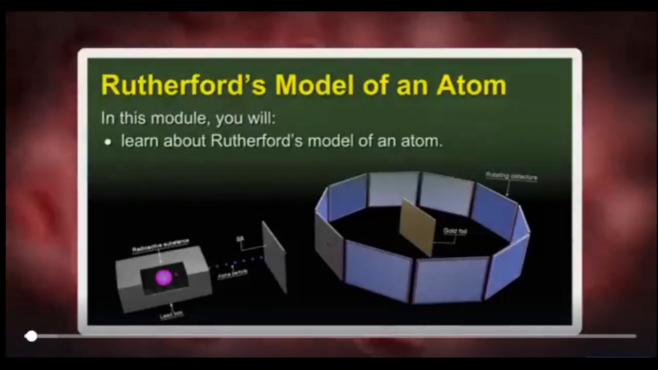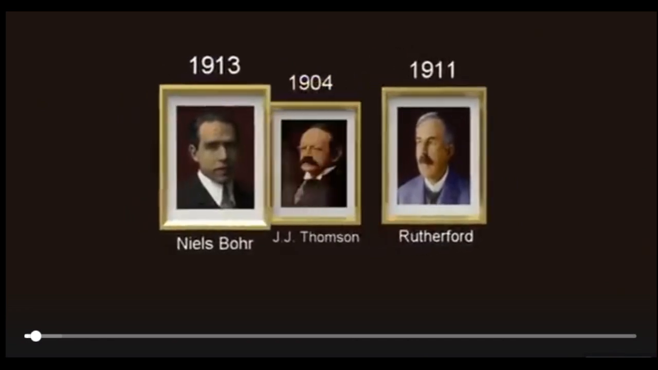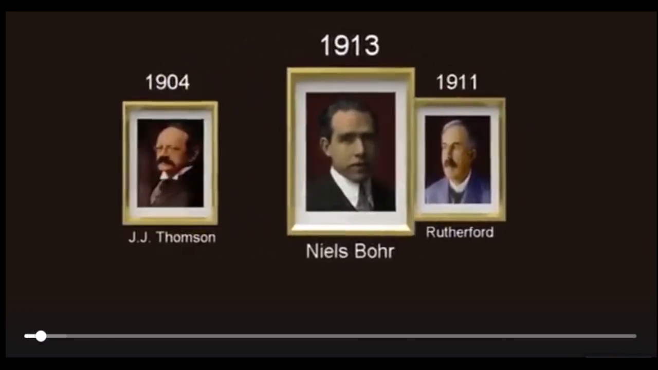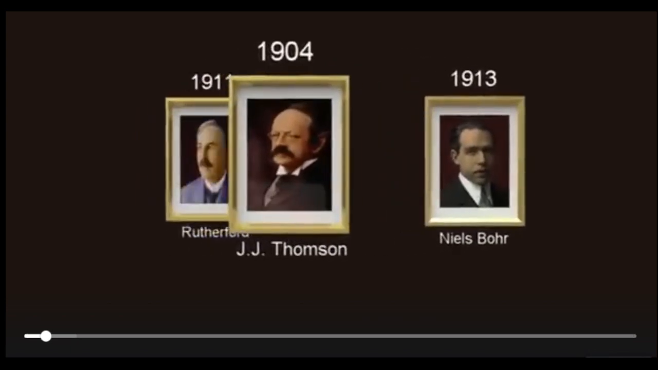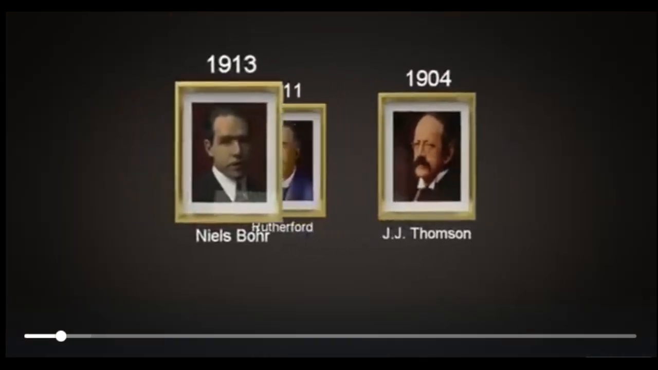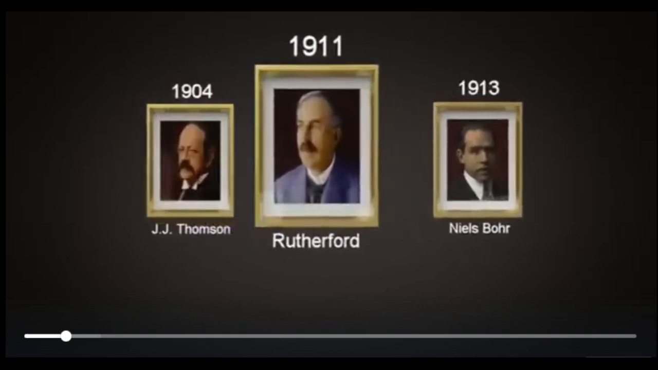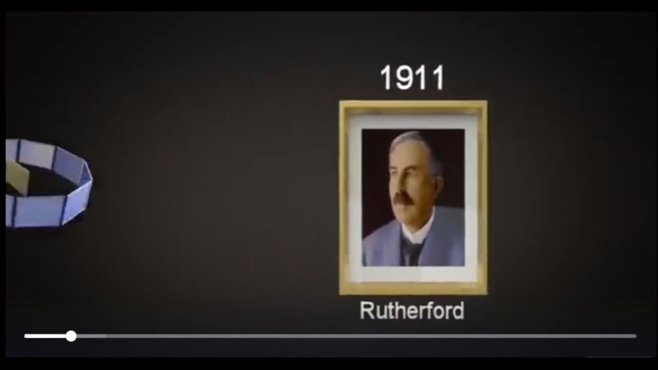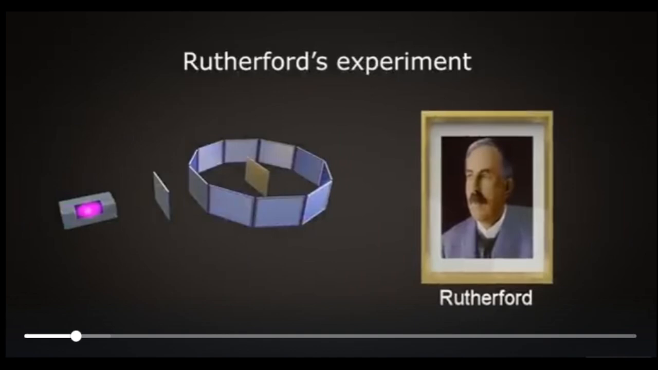Rutherford's model of an atom. A number of scientists worked on the structure of an atom. One of the first scientists was Sir J.J. Thomson, but his model could not explain the results of several experiments. One of those experiments which could not justify the Thomson model was done by Rutherford. Rutherford's experiment became popular by the name of the alpha particle scattering experiment.